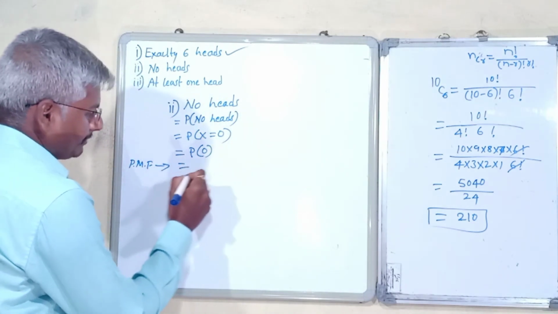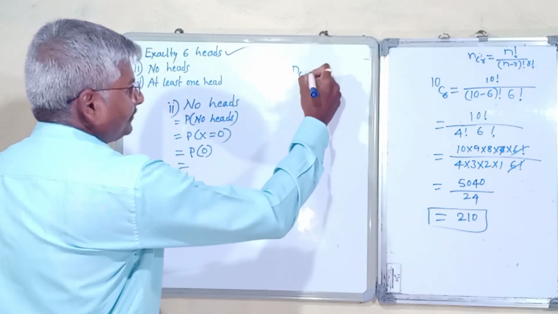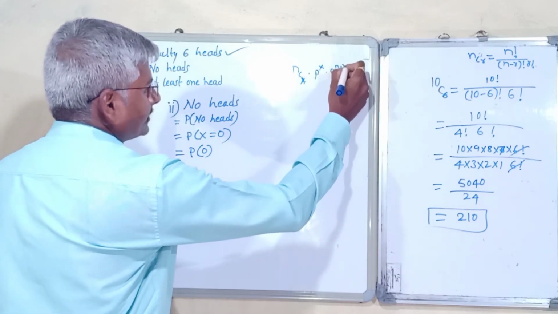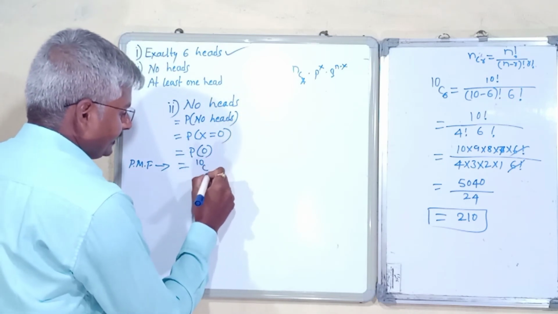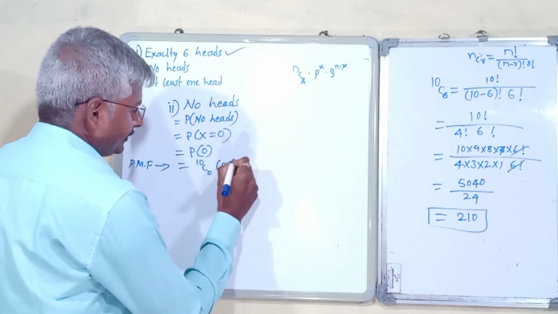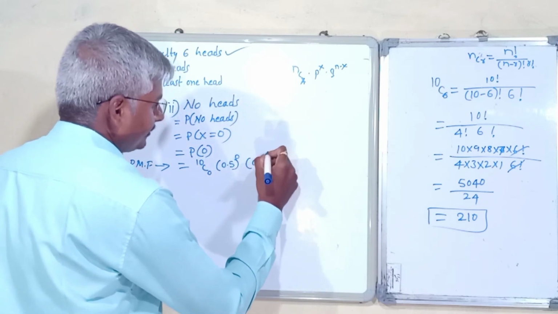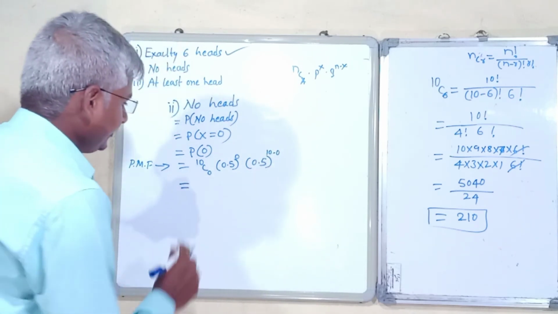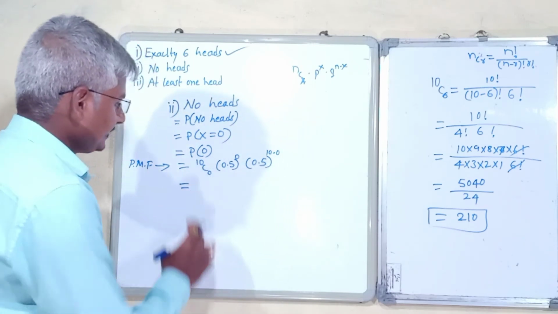The probability mass function of the binomial distribution is nCx times p raised to x times q raised to n minus x. So probability of 0 is 10C0 times 0.5 raised to 0 times 0.5, since q is 0.5, raised to n minus x, which is 10 minus 0. Here 10C0 appears. Yesterday in the last video we saw 10C0.